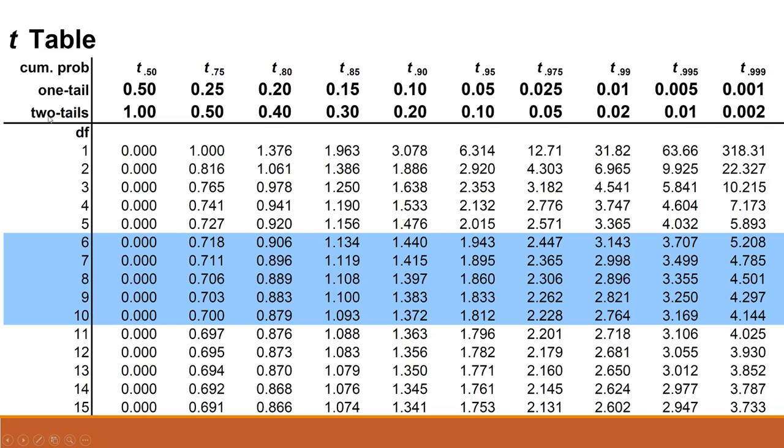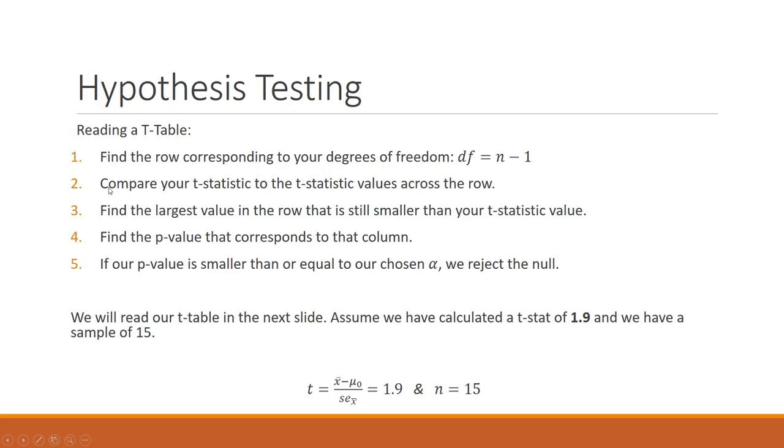The first thing we do is we go to our degrees of freedom. We said our degrees of freedom are 14. We follow 14 across. Let's go up. We find our row. We did that. Compare our t-statistic to the t-statistic values across the row. Find the largest value in the row that is still smaller than your t-statistic. So we said 1.9.